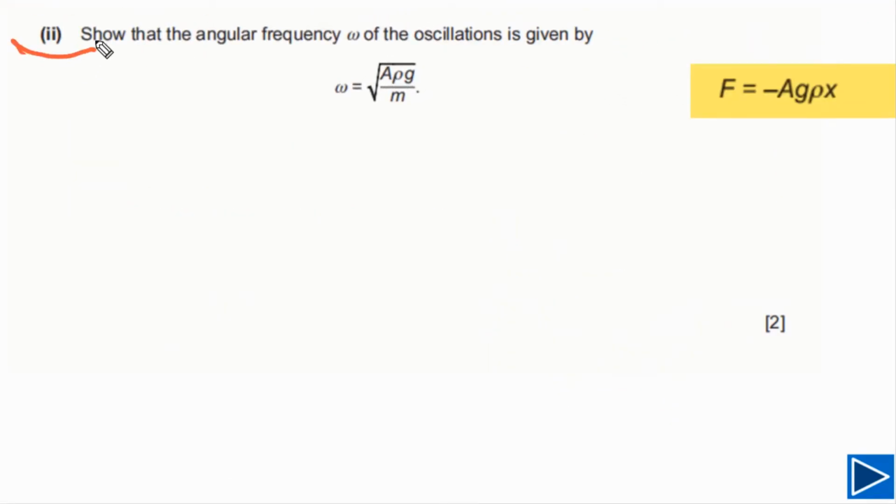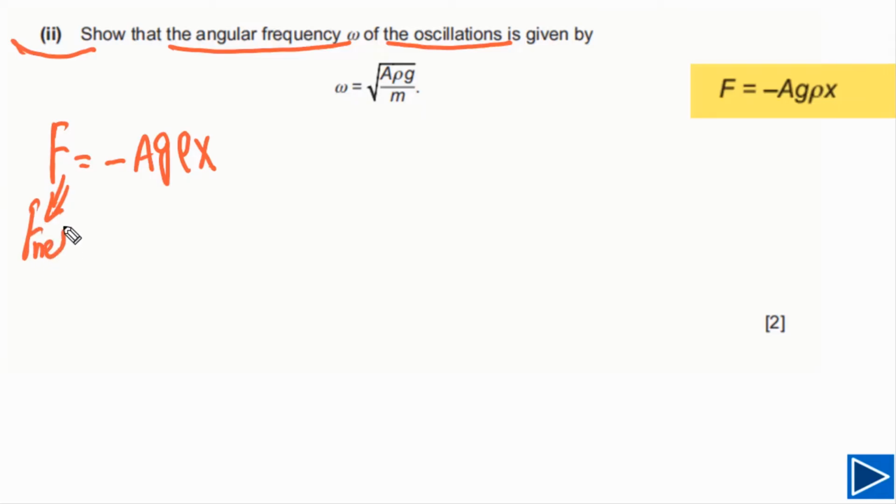For the second part, we need to show that angular frequency omega of oscillations is given by this expression. But for this question, F net is given to us. F net is equal to negative AG rho times X. This is F net. But F net is equal to MA, so we can replace F with MA. So MA is equal to negative AG rho X.